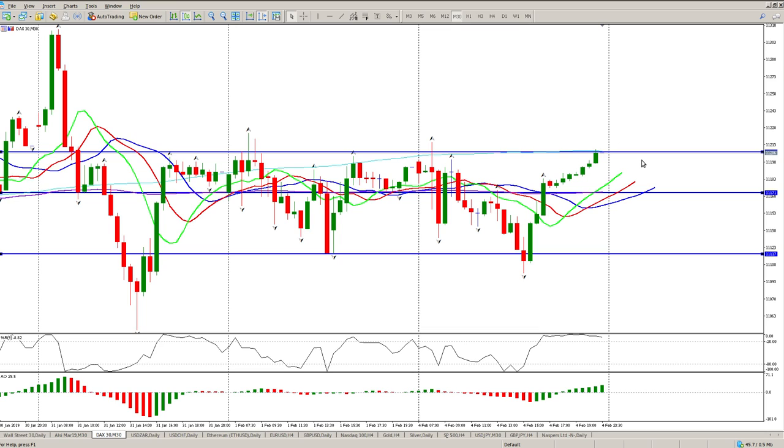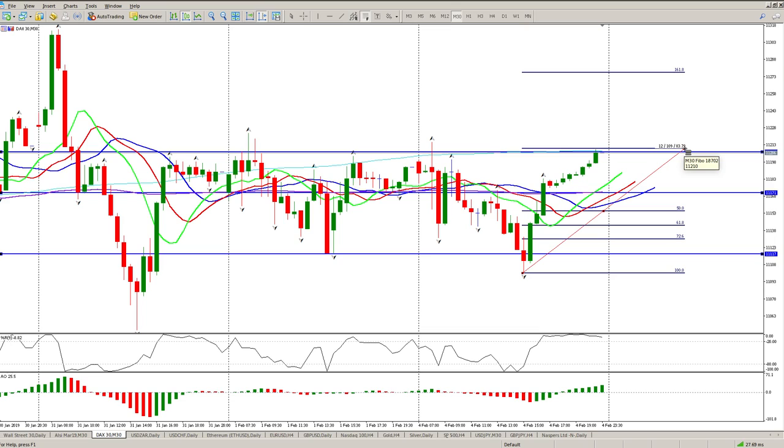Okay, so that's kind of my view. Sit on hands, wait for a pullback, and then look for a long. If we do break back below this 11,171, then I think I'll wait for the bottom of the range again. One thing you can also do is just get your Fibonacci in on this move and wait at the 50 to 61.8% retracement here.